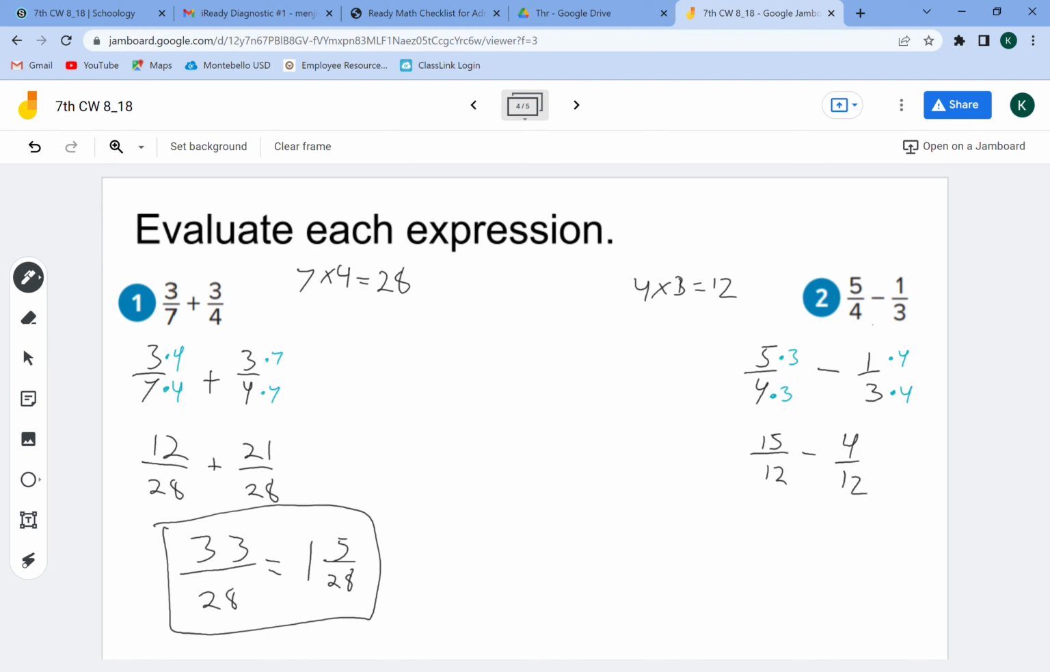Now I'm able to subtract. 15 minus 4 gives us 11, so I'll get 11 over 12. Since it's not improper, it's a proper fraction, I just leave it like that. And that'll conclude this video.